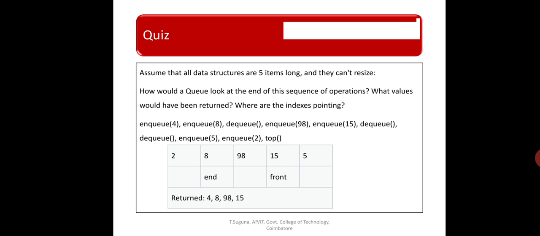So the front pointer points to 15. Next NQ operation, 5. 5 is placed in the next location. Then NQ2. Up to 5 we have reached the 5th position, so using the modulus operator we go to the first location. This location is free because it was deleted in the previous step, so the element is held in the 0th position. Then top is returned. The topmost element in the queue is the element held by the front pointer. The front pointer holds 15, so it returns 15. 4, 8, 98 are the deleted values. 15 is the topmost value in the queue.